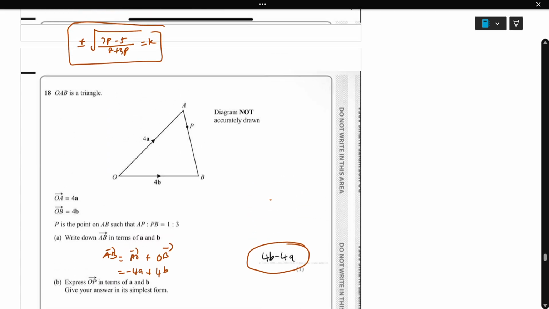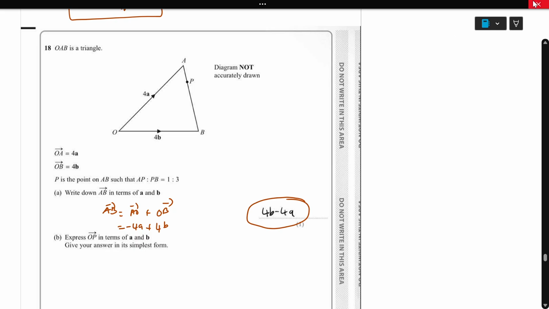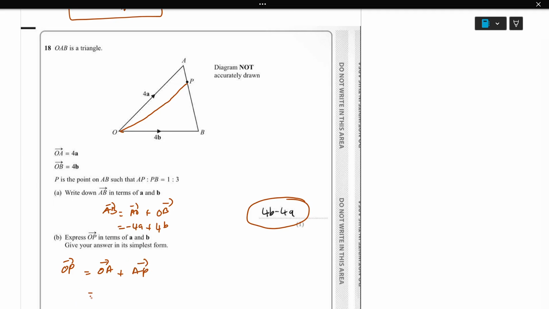Next, OP. The OP vector equals, we can take the OA vector plus the AP vector. OA is going to be 4a plus AP. For AP, the ratio is 1:3, so the total ratio is 4. So this is 1/4 of AB. AB was found before, which is negative 4a plus 4b.